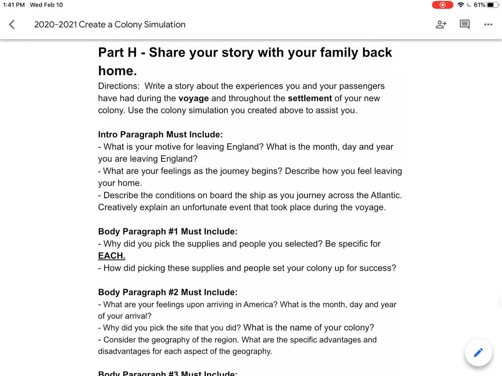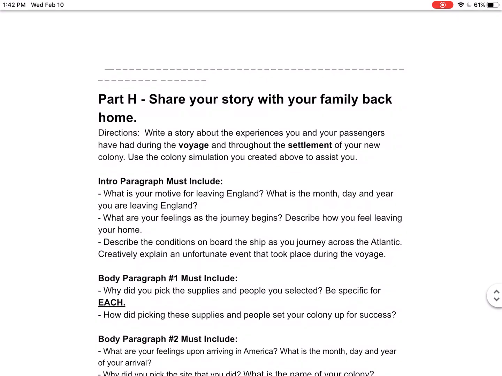Hello, scholars. We're going to be looking at Part H, which is the last and final part of this Creating a Colony project. You're going to be writing a persuasive letter, and it's a 5-paragraph essay. This 5-paragraph essay is going to be written from your perspective, as if you were living in the time period. So we want you to be as creative as possible, but we also want to make sure that you're including the experiences of you and your fellow passengers and settlers.